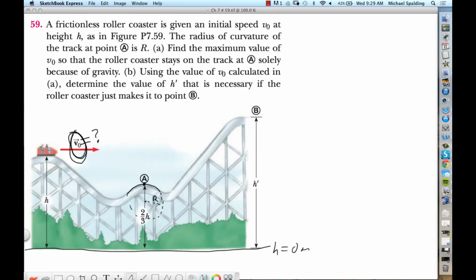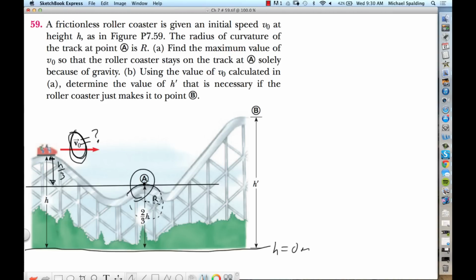Now, what I would do if I were you is move this 0 point and put the 0 point right there. Have that be the 0 point, right? So then what would the h be right here? That's going to be h over 3, because that's 2/3 h. The whole height is h. So this is going to be h over 3. The problem really begins right here, though.